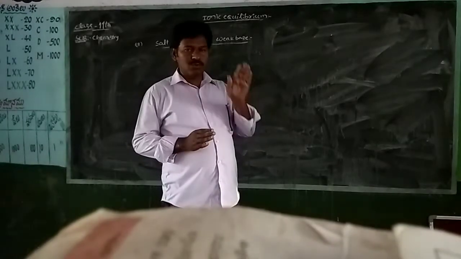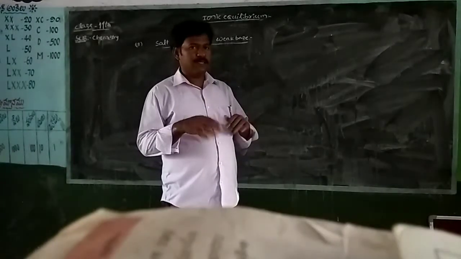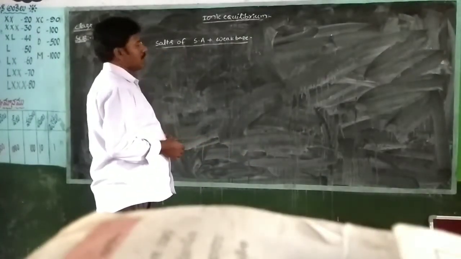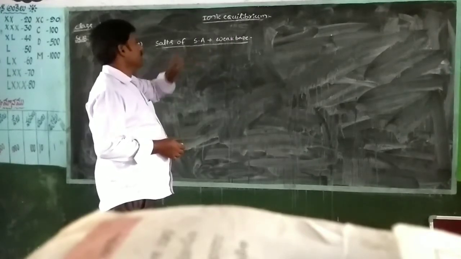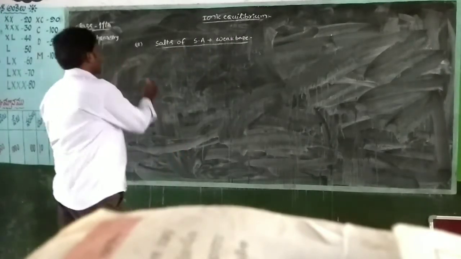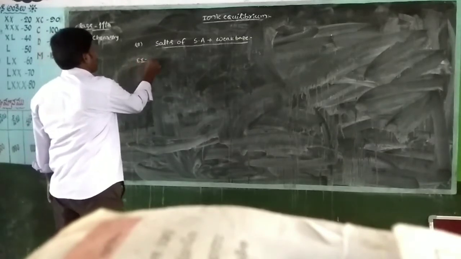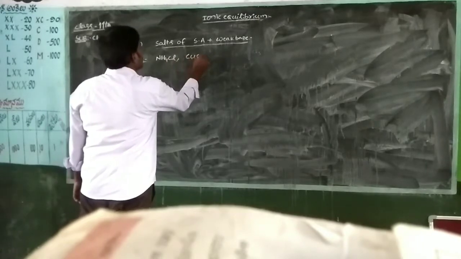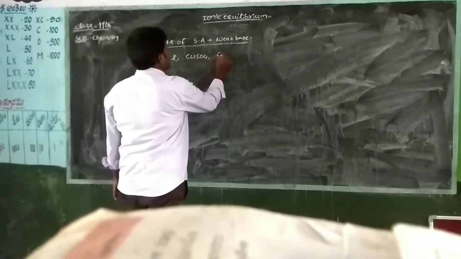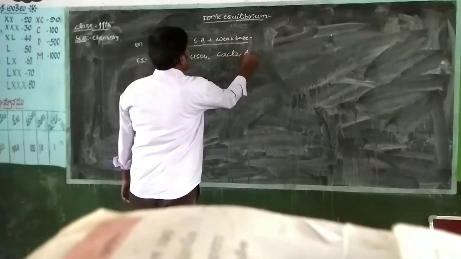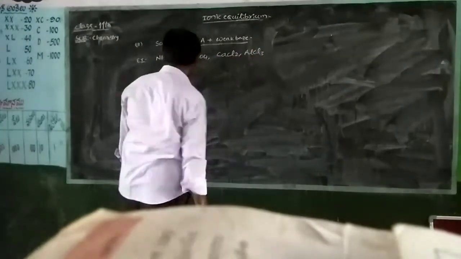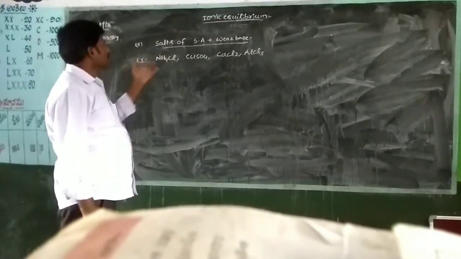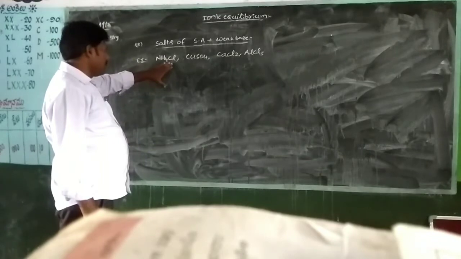Already discussed the two group hydrolysis. Remaining two group hydrolysis is there. Third one, salts of strong acid and weak base. For examples like ammonium chloride, CuSO4, CaCl2, AlCl3. Okay, these are the types of salts of strong acid and weak base examples.